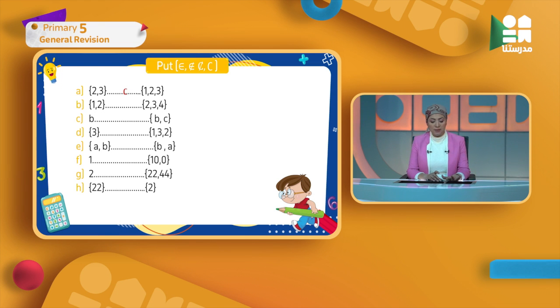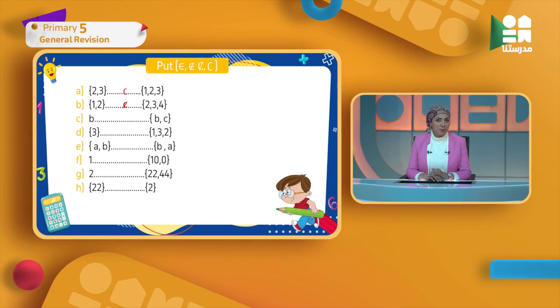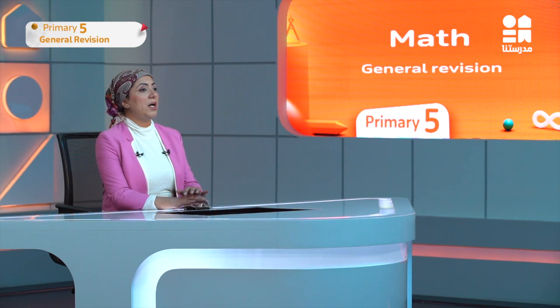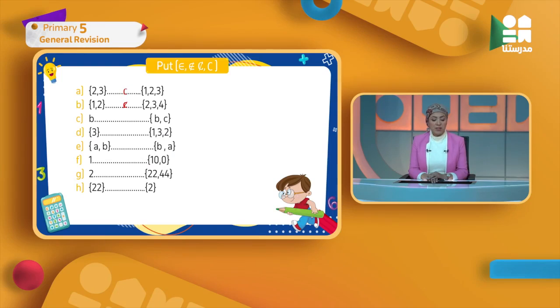So it's not subset. Now, letter C, element B, and the set of elements B and C. Here it's an element and a set. So I choose either between belong to or does not belong to. Then the second step to see if this element is in the set that we are dealing with or no. Yes, B is in there, so it is belong to.